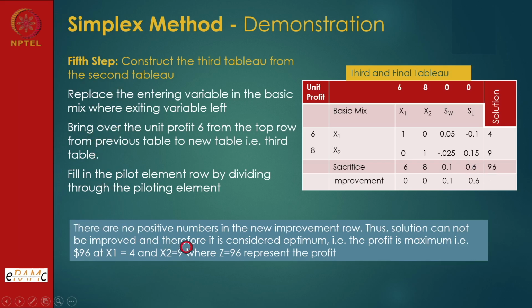There are no positive numbers in the new improvement row. You see, there is no positive number, either 0 or negative. So this is an indication that we have reached the optimum solution. Thus the solution cannot be improved, and therefore it is considered optimum, that is, the profit is maximum, 96, for x1 = 4, x2 = 9, of course z is 96.